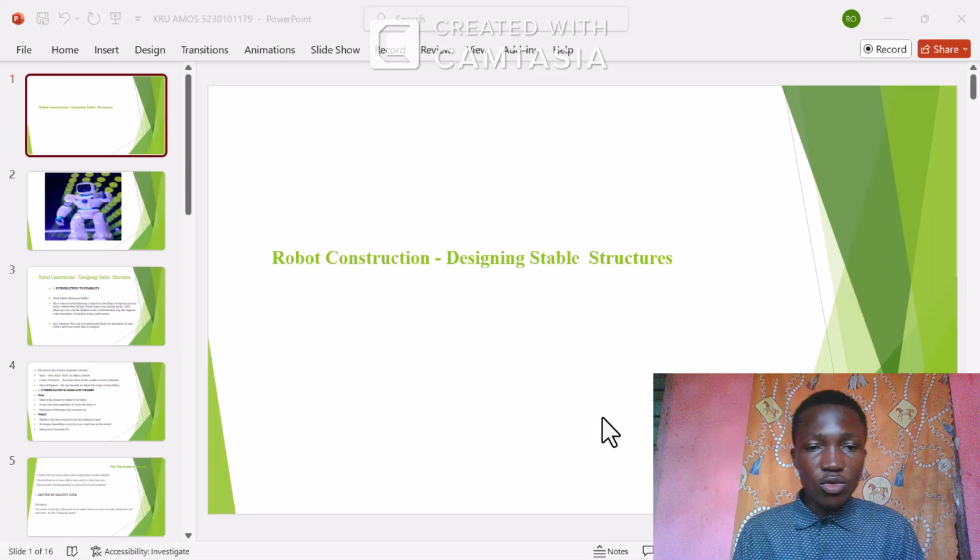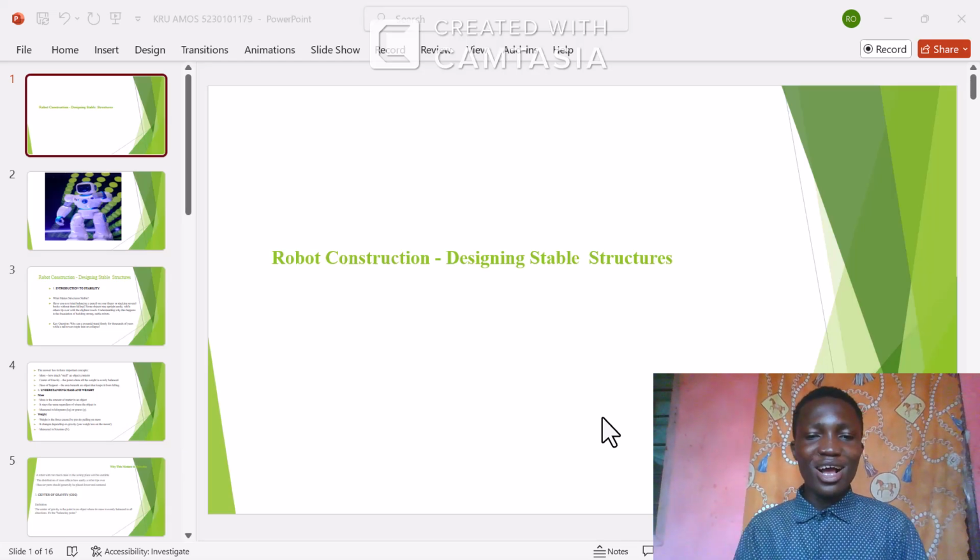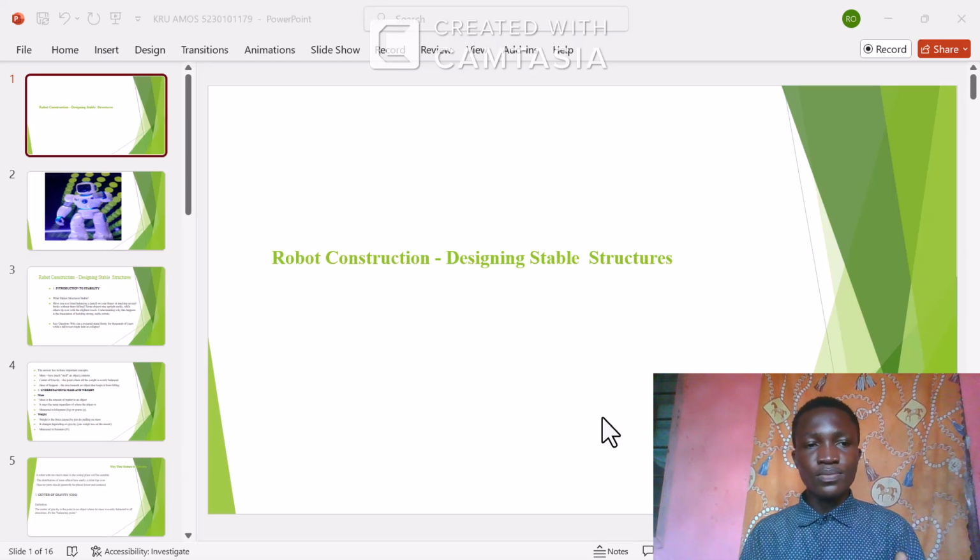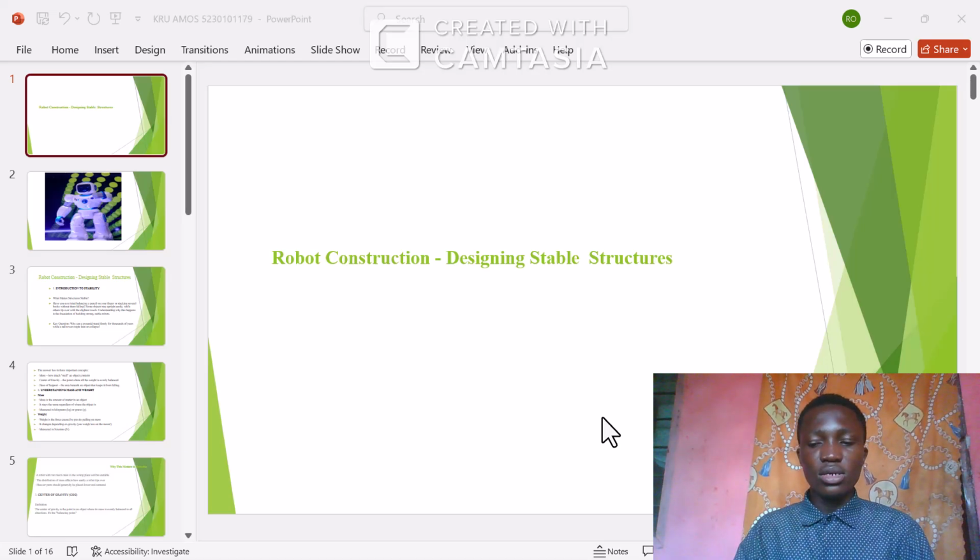Today I'm going to lecture you on robot construction, designing stable structures. You have heard about a robot, but some people don't even know what a robot looks like. I'll show you a picture of a robot, so you'll see how a well structured, stable one looks. Let's see.